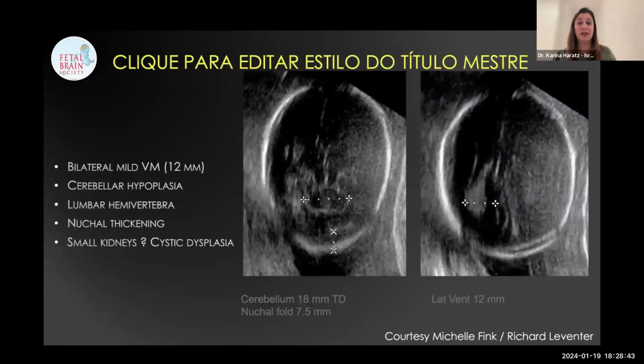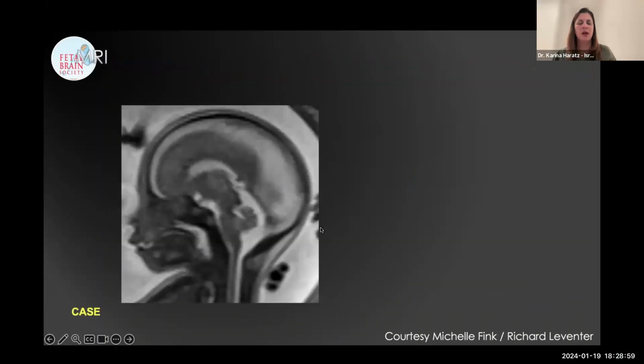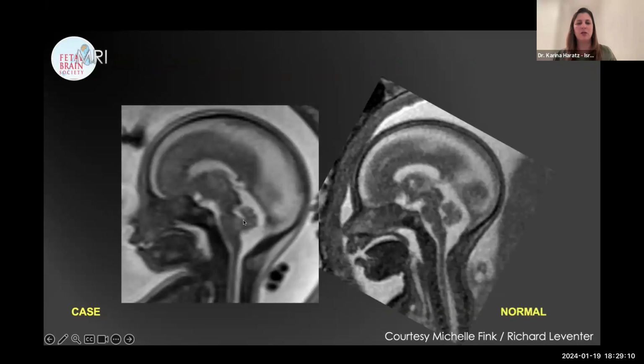What else can we find later on in pregnancy? This is an interesting case. This is not a very advanced disease, but it's a very advanced pregnancy, and it's a very rare disease, presenting with cerebellar hypoplasia, very small cerebellum. And this is a patient that we kindly got from Michelle Fink and Richard Leventer from Australia. Then they sent to MRI, and here we see a bulge in the posterior aspect of the pons, like the belly of the pons came to the back.